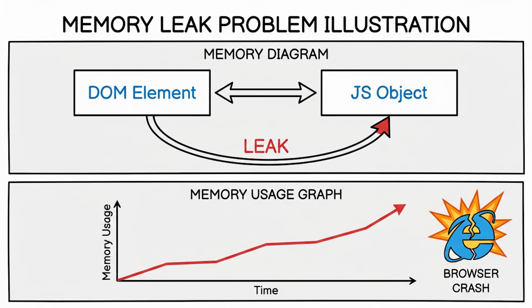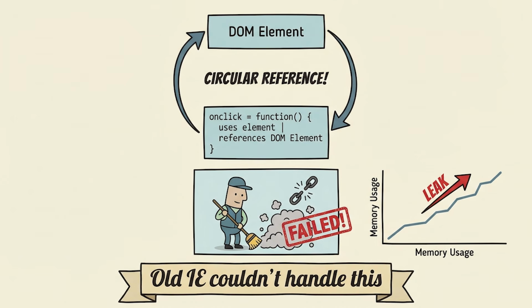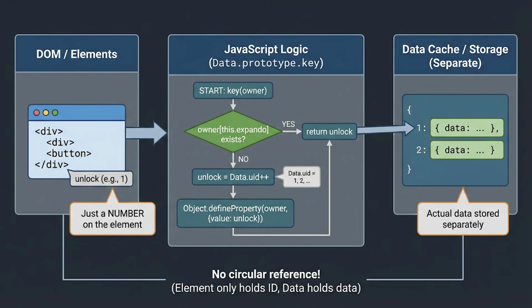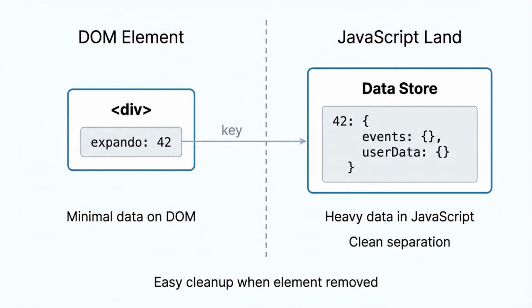Here's a problem that plagued early JavaScript development: memory leaks. Old browsers, especially Internet Explorer, had garbage collection bugs. If a DOM element referenced a JavaScript object and that object referenced the element back, neither could ever be cleaned up. jQuery's solution is elegant. Instead of attaching data directly to DOM elements, it uses an expando system. Each element gets a tiny unique identifier, just a number. The actual data is stored in a separate JavaScript object, keyed by that number. This means minimal data on the DOM element itself, no circular references. When the element is removed, the data can be cleaned up separately.